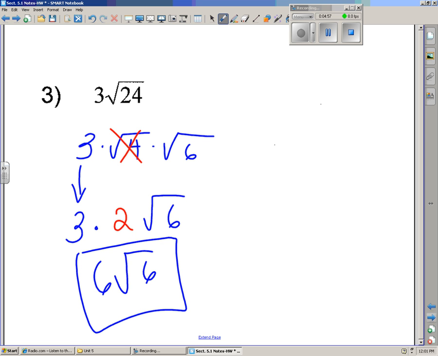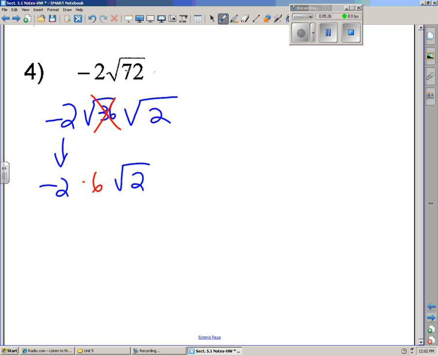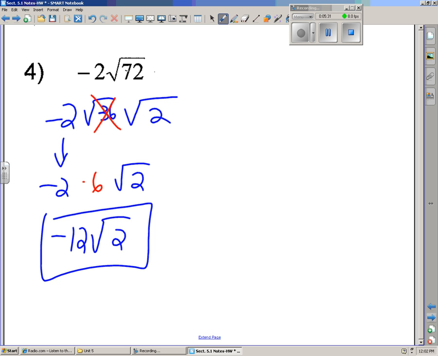Let's try another one. Negative 2 times the square root of 72. Negative 2 has to be multiplied by two other radicals that multiply into 72. The biggest perfect square that goes into 72 is 36. 36 times 2. Negative 2 just comes down as is. The square root of 36 is just 6. And this square root of 2 is irrational. This final answer is negative 12 rad 2.